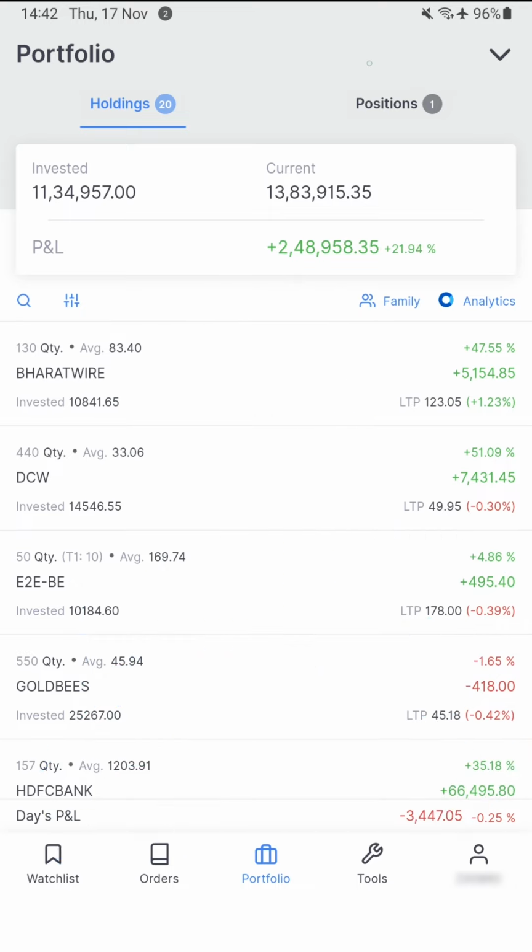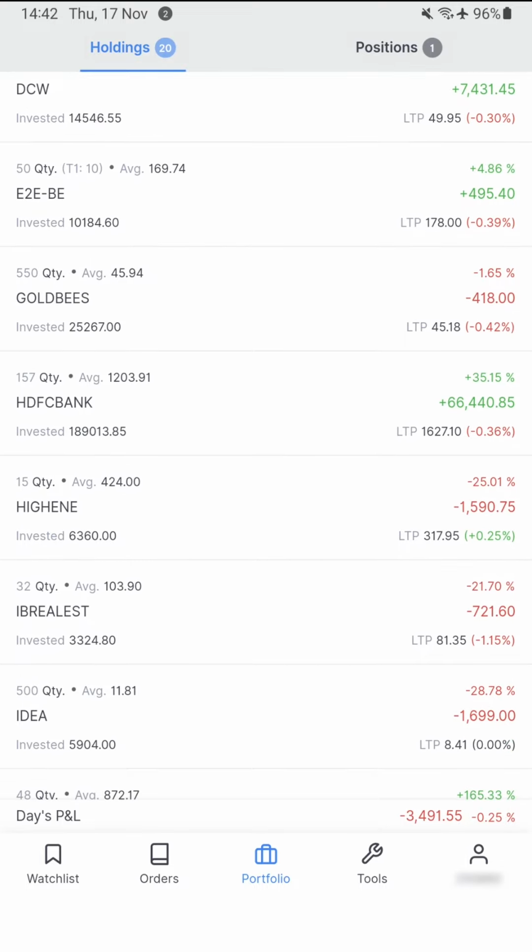So let's place a stop loss for a stock. Let's pick a random stock, because this is not investment advice. This is just a demo of a feature. So I will pick HDFC Bank over here. It's been doing well for me. You can see I'm sitting on a neat 35% profit over here.